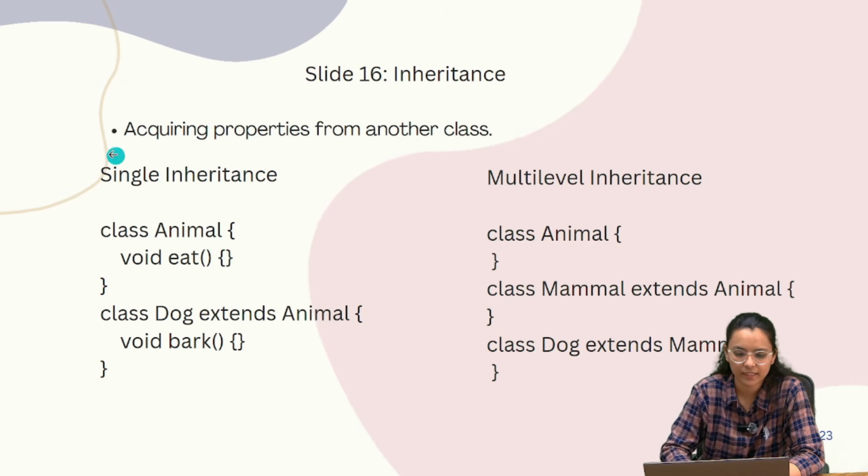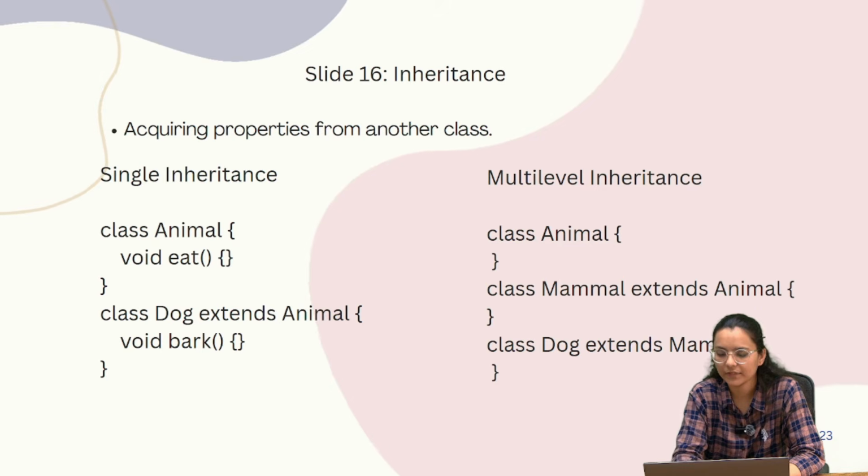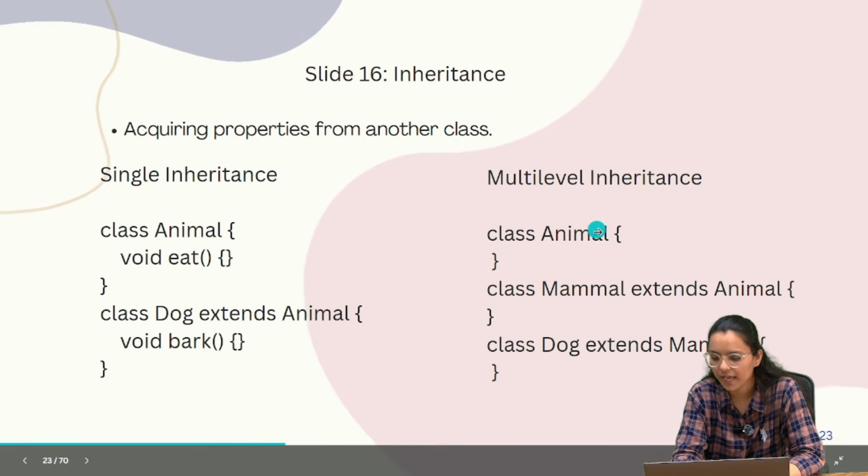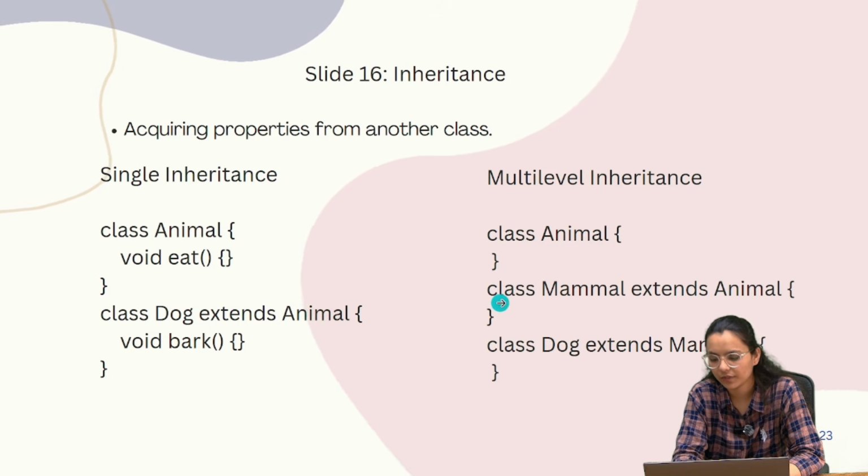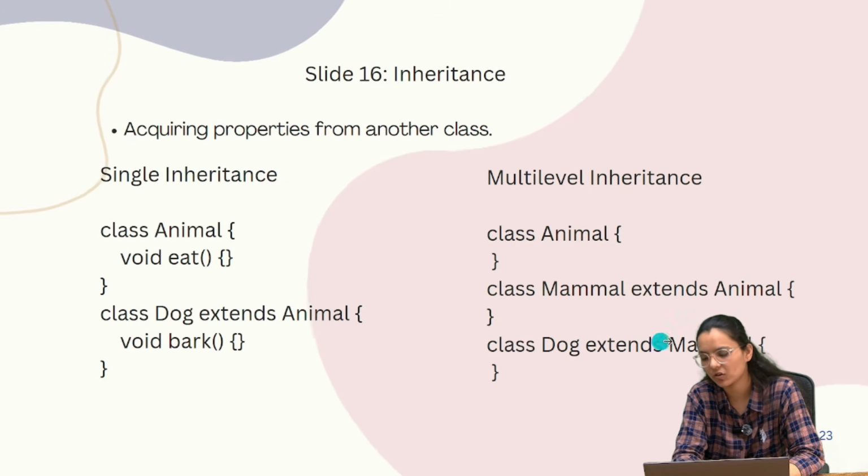Next, let's see in inheritance, acquiring the properties from another class. Here is the example for single inheritance, like class Animal. Here we write the method void eat, and here we write class Dog extends Animal. Here we write the void bark method. Okay, and in multi-level inheritance, see, the class is Animal. Here we write class Mammal extends Animal, and after that class Dog extends Mammal.